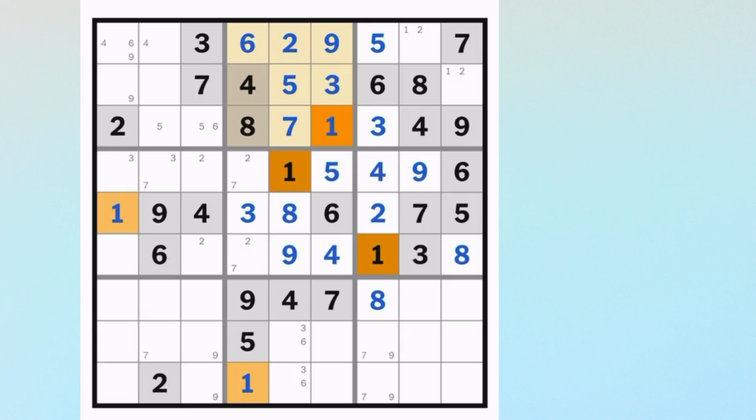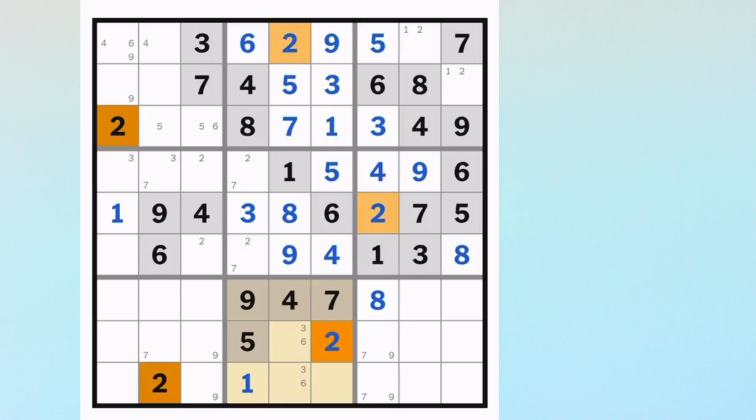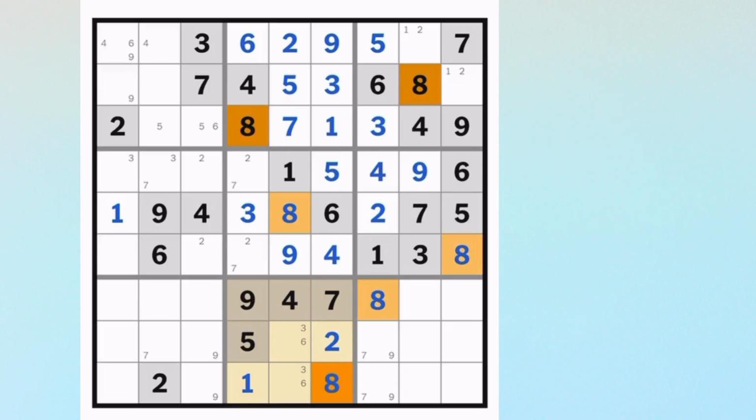Great. So 3, 6 here, so then we can go and fill up here. 2, this will be a cell where 2 is a unique candidate, and here we get 1, 2, 3, 4, 5, 6, 7, this will be 8. So now we'll try to complete this cell.